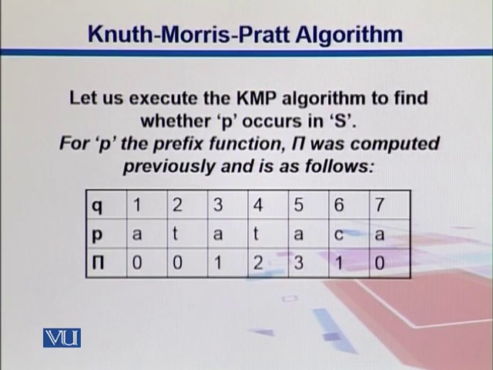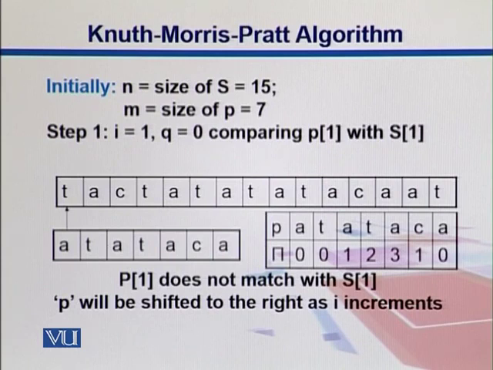Okay guys, so let's understand this KMP algorithm with an execution. We have already got this prefix function pi, which we computed earlier. All we are interested in here are the values underneath those symbols. So for example, for symbol number 1, which was a, the pi was 0, and so on. We initialize n, where we store the size of s, the sequence in which we are looking for p, or the pattern. m stores the length of p, which is 7.